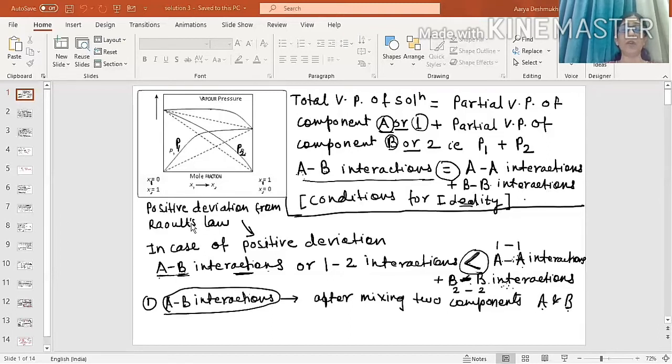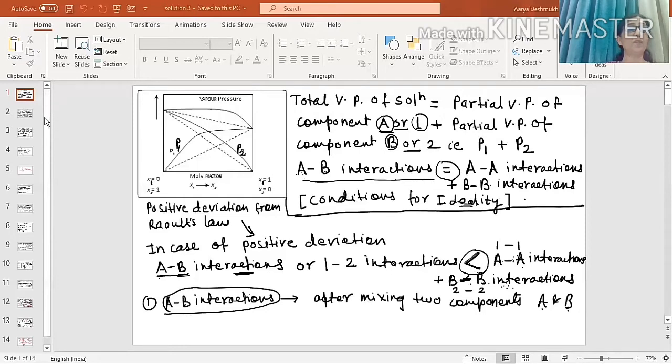Now in the case of positive deviation from Raoult's law, what is happening to these AB interactions? These AB interactions, or 1-2 interactions, are less than AA interactions plus BB interactions. So there is a decrease in the interactions between the components, like solute and solvent. It means the interaction between components A and B is less than the AA interactions plus BB interactions. These AB interactions result after mixing the two components A and B.